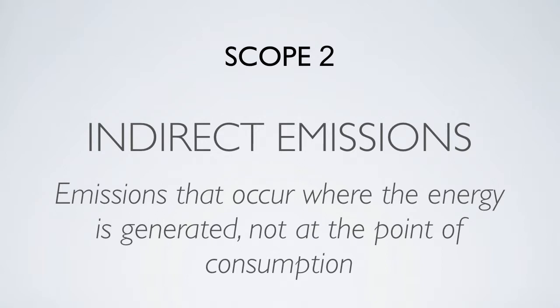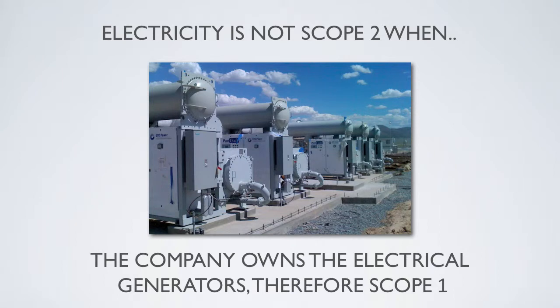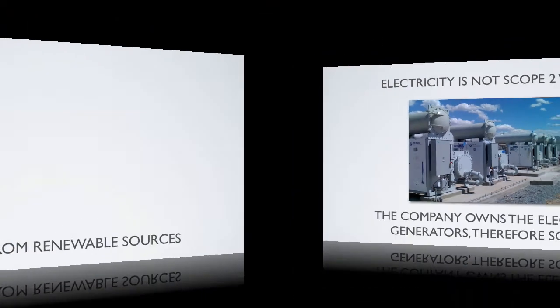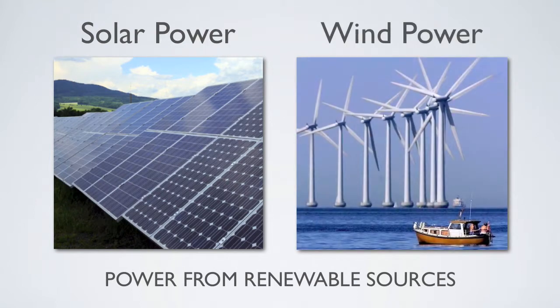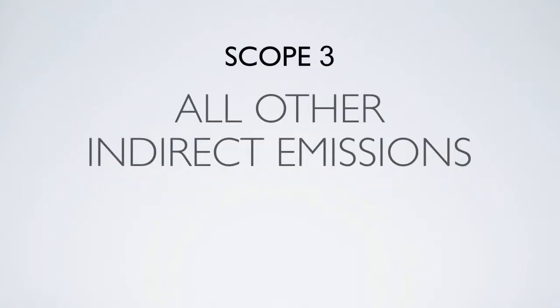Almost every company has Scope 2 emissions because they consume electricity in one way or another. The only way a company might not have Scope 2 emissions is if they generate their own electricity, in which case the emissions would fall under Scope 1. Or if they get their power from renewable sources such as solar and wind. Scope 3 includes all other indirect emission sources, including those upstream and downstream from the company.